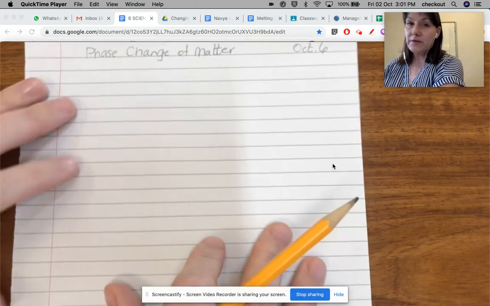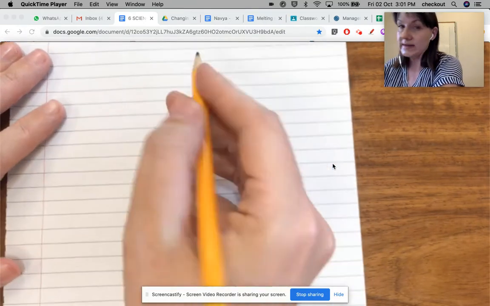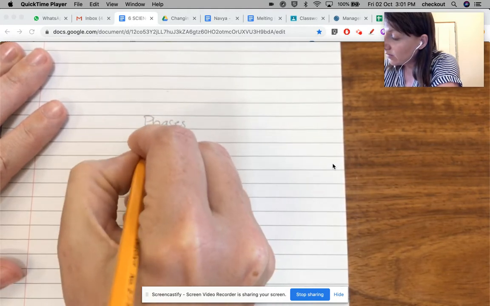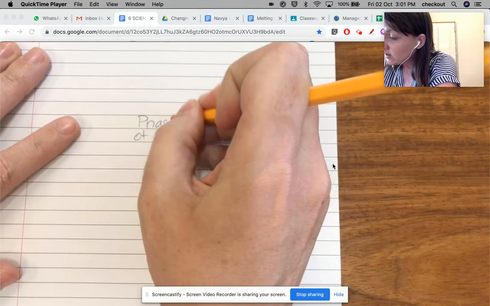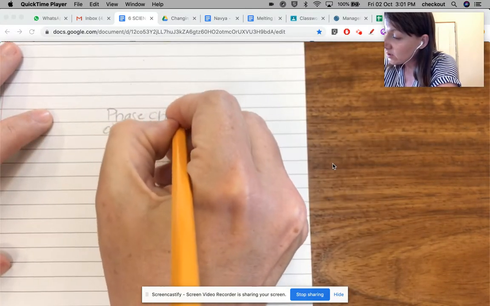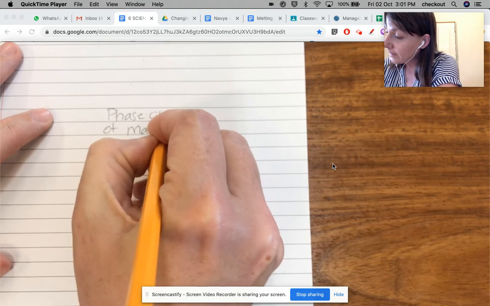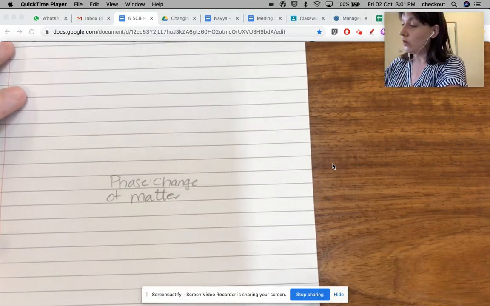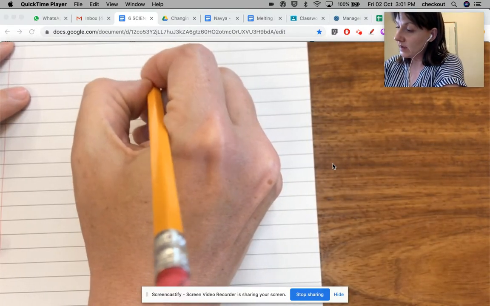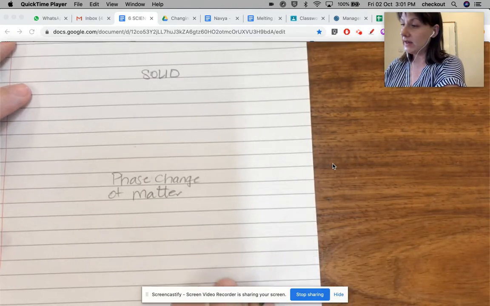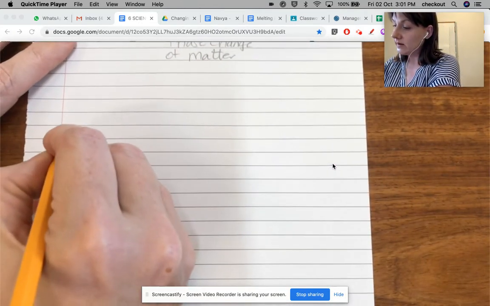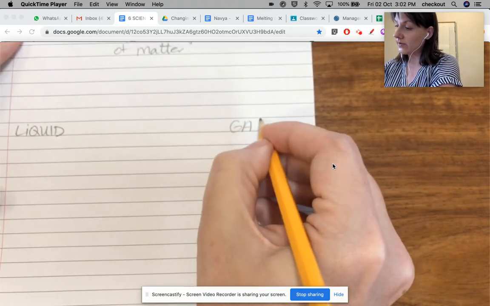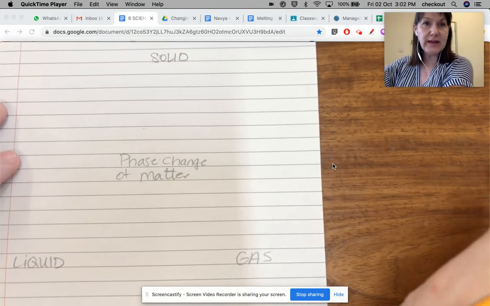So the first thing that we need to do is we're going to write phase change of matter. Okay. The phase change of matter. And there are three phases of matter that we know. We've got a solid. It's going to go up there at the top. A solid, a liquid down here, and a gas. We're going to make a triangle. Solid, liquid, and a gas.